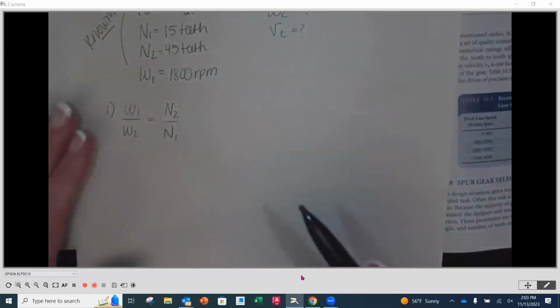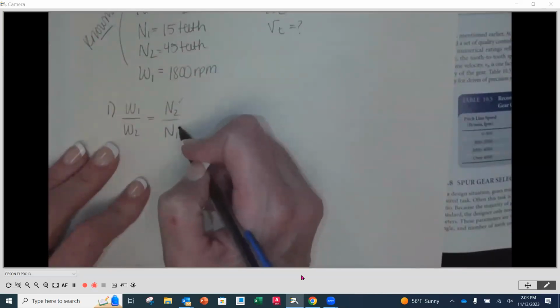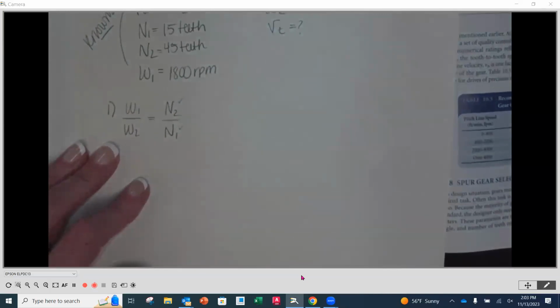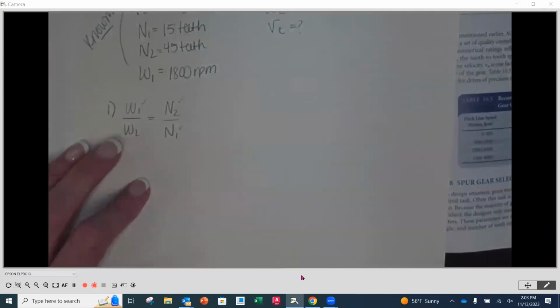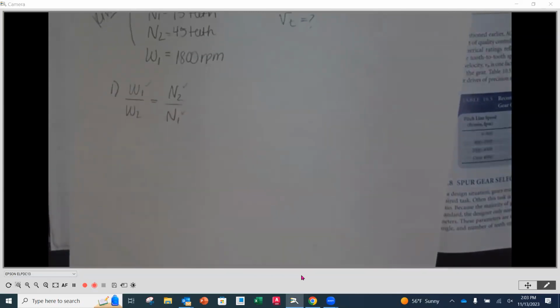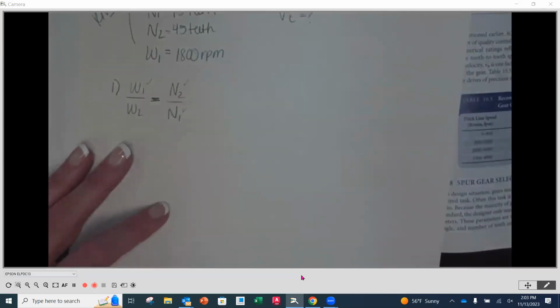So now what do we know? We know W2, we know N2, N1, and we know W1. So W2 is what we need to find. Go ahead and do your algebra to rearrange this. Make sure that you know how to rearrange it and that you get your right values on either side of the equation.